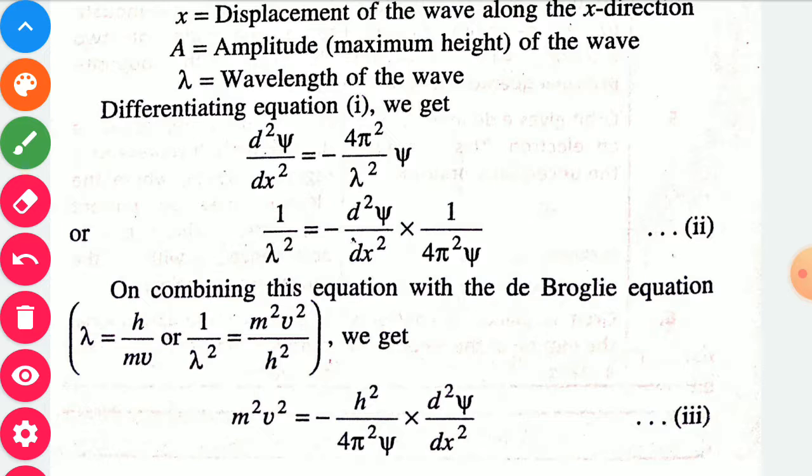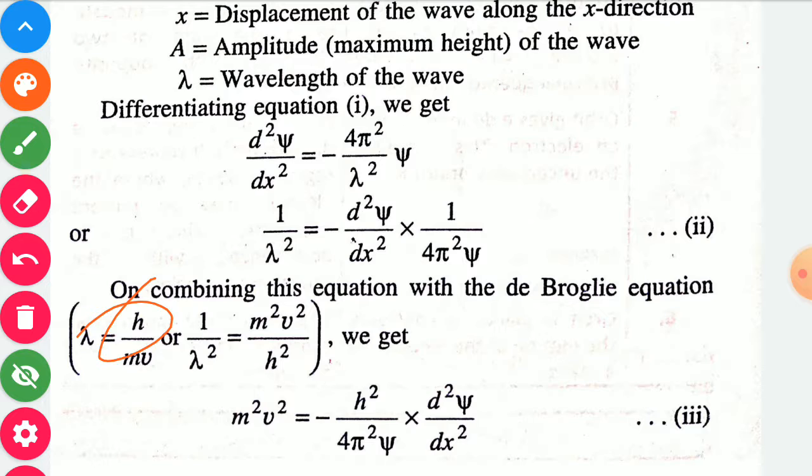On combining this equation with the de Broglie equation, in which we find the wavelength, lambda is equal to h upon mv. If we take the term 1 upon lambda square in the de Broglie equation, the term is found to be reversed, meaning mv upon h. Since here we are taking lambda square, it will be m square v square upon h square. In this way, in place of 1 upon lambda square, we may write m square v square upon h square.